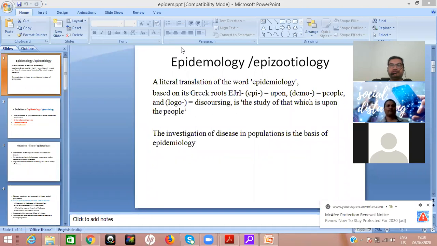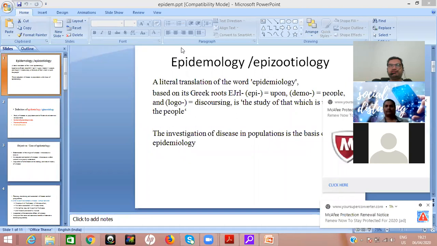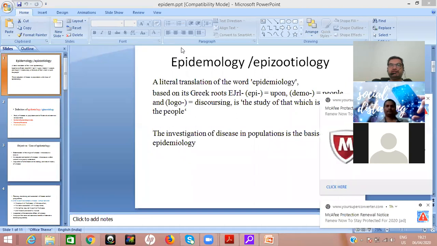How is it important economically? The very important thing is how it is spreading in the population. Do we need immediate control measure? Do we need preventive measure to control the disease or to contain the disease? That is all covered by epidemiology. If we know the epidemiology of the disease, we can do all these things.